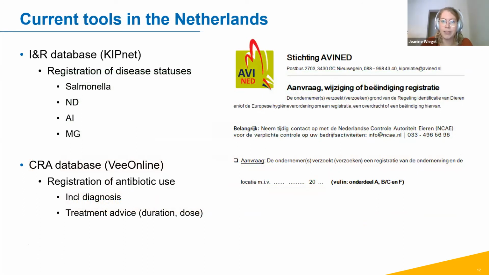And the tools we use for that are almost all online. So farmers can register data into an identification and registration database, which is online, and they can also collect data back from that. They can see the disease status of their own farm, for instance, for Salmonella. There's also a digital database for the registration of antibiotics use, for example, which is used for the monitoring, but also for research occasions.